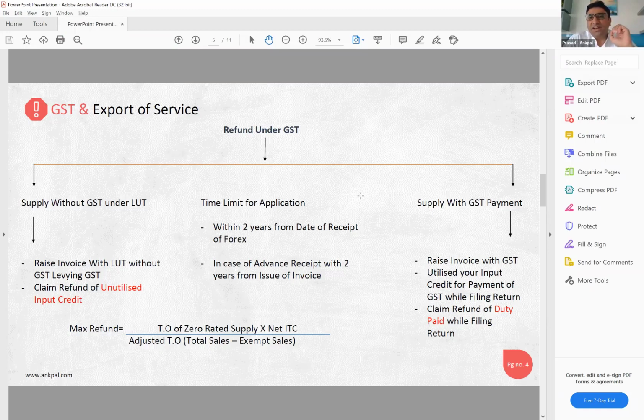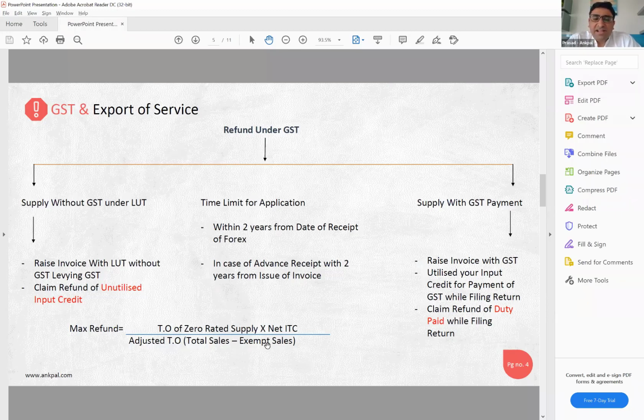Now there is a possibility that I am providing the services in India as well as outside India. Then in that case, proportionate credit would be allowed to me based on my turnover. So here we have mentioned the refund formula. That is, total turnover of zero rated supply into net ITC, that is the input credit available with you on buying of your stuff or services, divided by adjusted turnover. Adjusted turnover means total sales minus exempt sales.